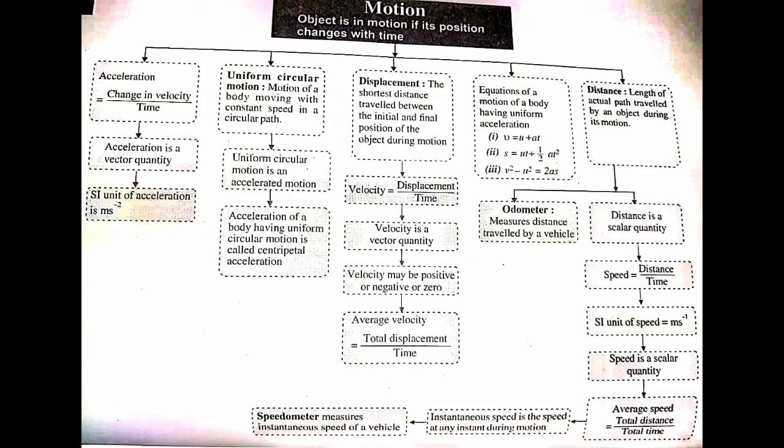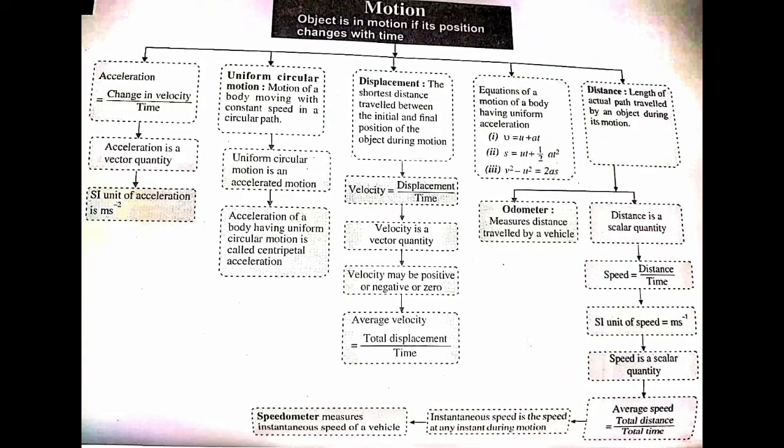Displacement is the shortest distance between the initial and the final position of the body or the object during its motion. Mathematically, we can calculate the displacement, velocity and time using the relation velocity is equal to displacement by time. Velocity is a vector quantity. Velocity may be positive or negative or zero. Average velocity is given by the formula total displacement by total time.